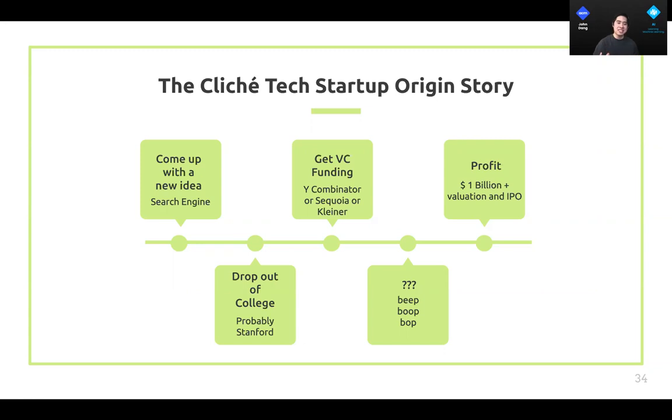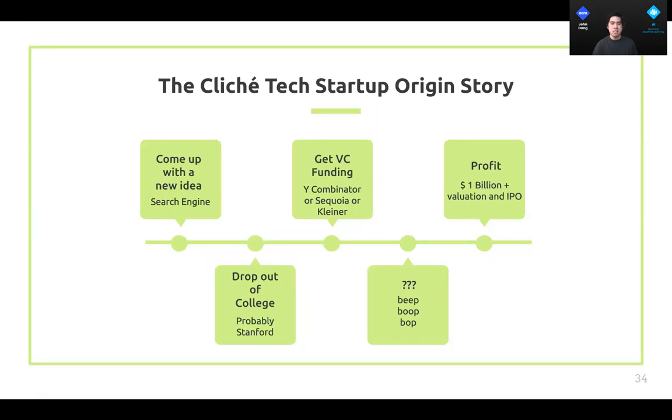You come up with some idea, like a search engine. Maybe, hopefully, you're the first one. Then you drop out of college, probably Stanford or something. You get some VC funding. Google got funding from Kleiner, one of the big Silicon Valley VC firms. Then you just move fast and break things, beep, bop, boop. All of a sudden you have a $1 billion valuation. Then you IPO and you have stocks. Now you're like a billionaire.